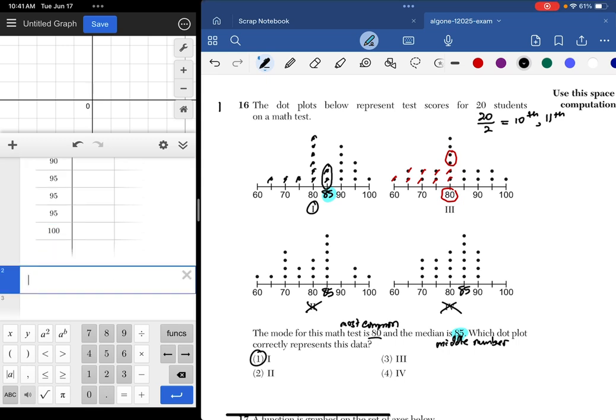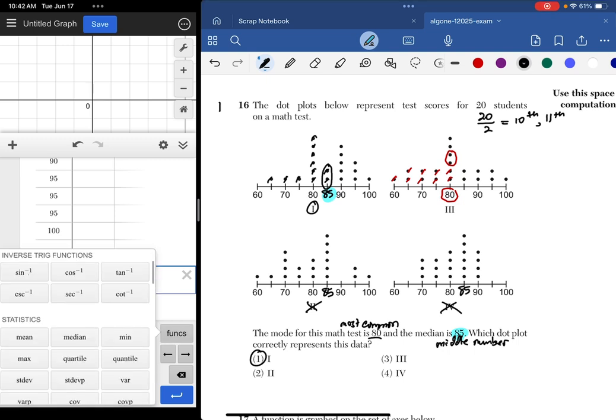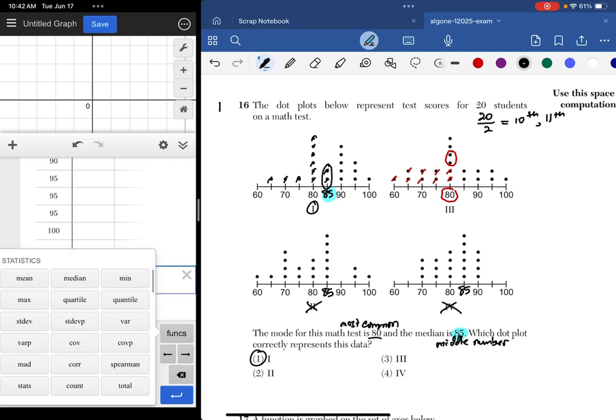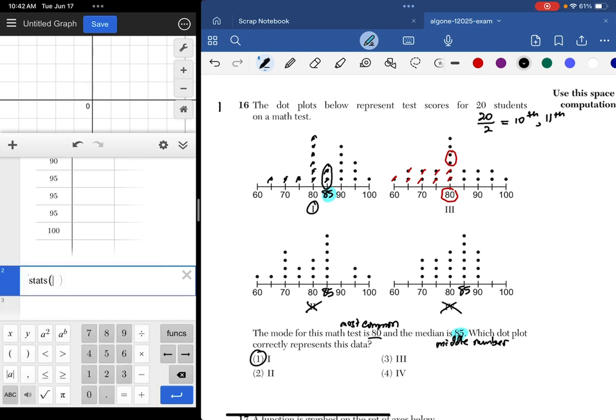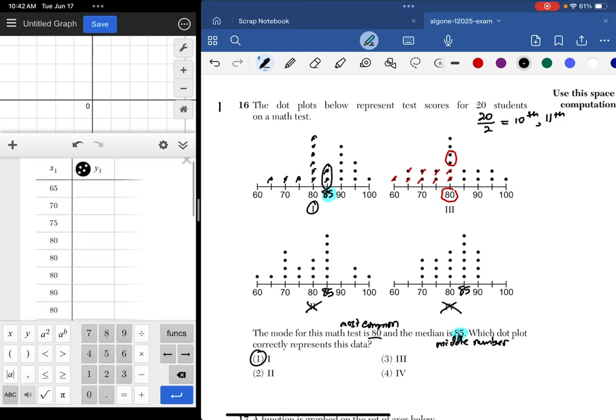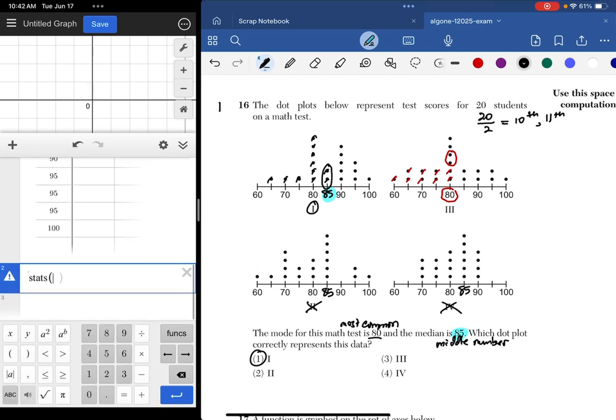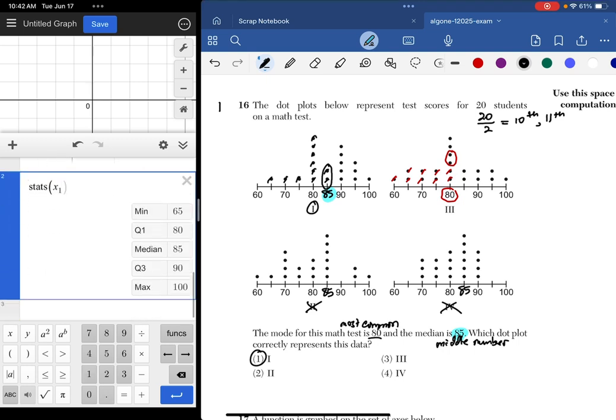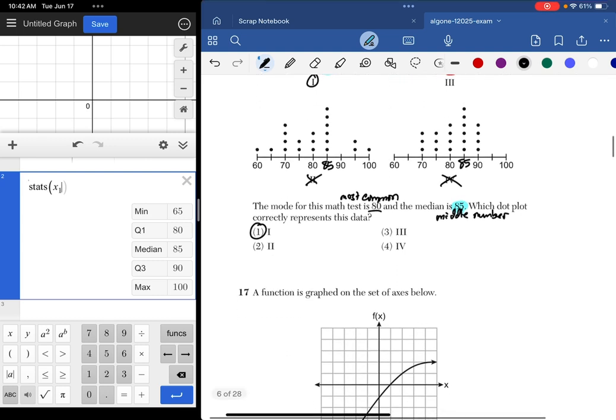I have a couple of different options. If I want the median, I could do that. But I could also use stats. You just have to tell it where to find the data. Data's in X1, so I would type in X1, and that gives me not just the median, but the 5-number summary. I only bring this up because we're probably going to need this more frequently than anything else related to just the median. So it was worth talking about.